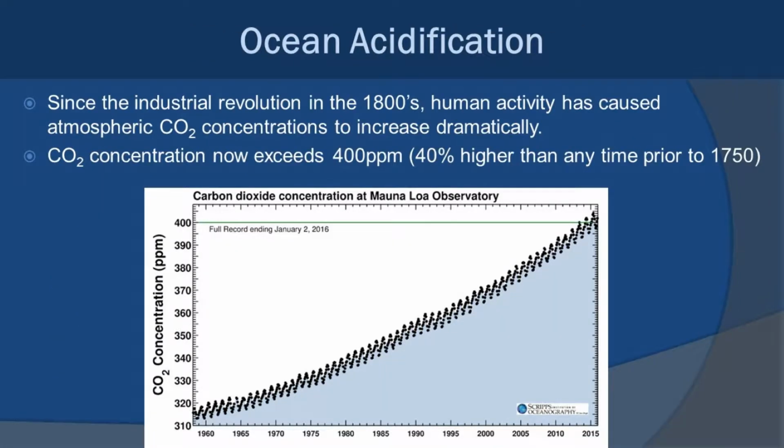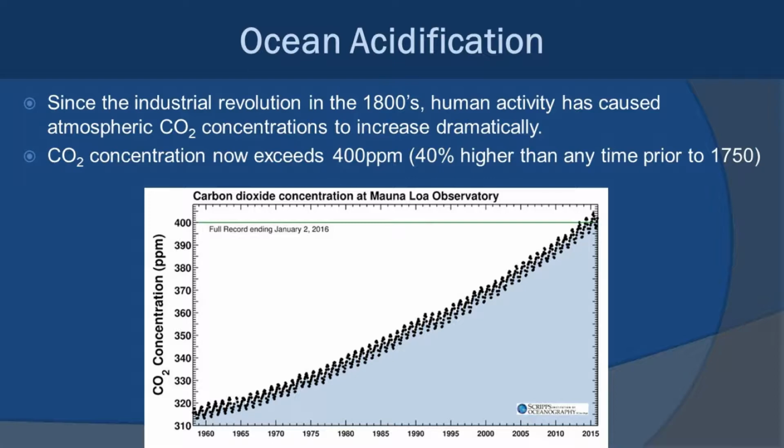Now let's get into ocean acidification. Since the Industrial Revolution in the 1800s, human activity has really caused a significant increase in atmospheric CO2. As you can see in this graph, back in the 1960s when we started measuring things, it was not above around 320 parts per million. Now we are looking at it way over 400 parts per million.